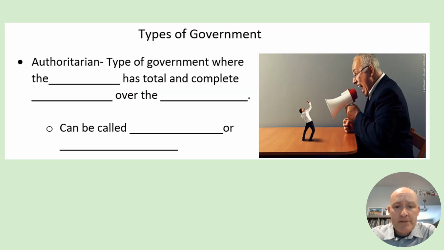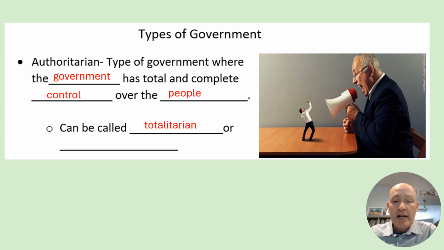So, what are the different types of government? And this is what most governments used to be. One is an authoritarian type of government, and that's where the government has total and complete control over the people or the citizens. You see this guy yelling, he's making all the decisions, he has control over them, there's no voting. This could be called totalitarian or autocratic. That's just a different word for authoritarian in terms of a different form of government. And as we can see, those aren't really good forms of government.